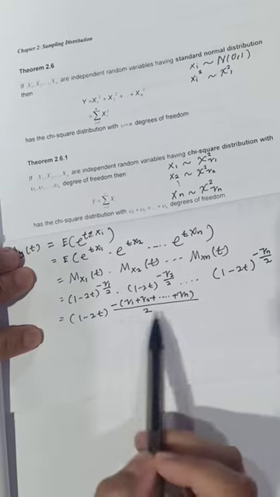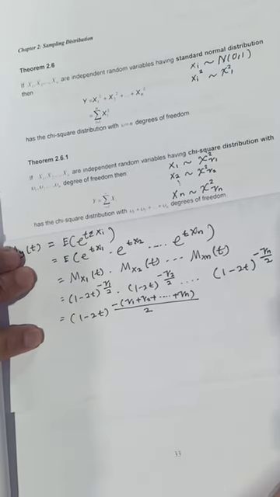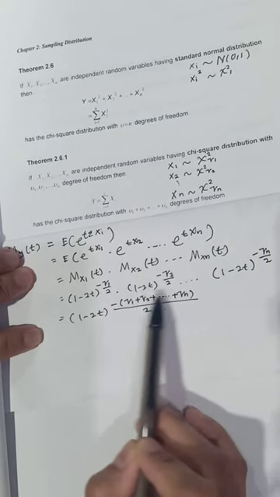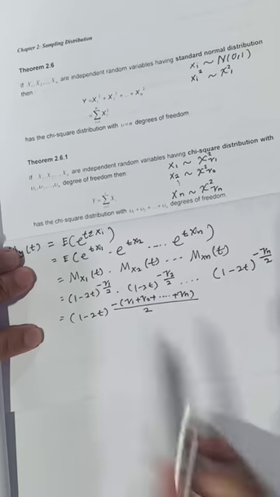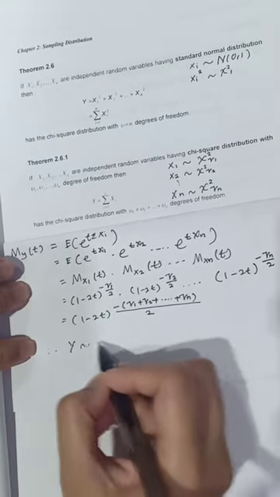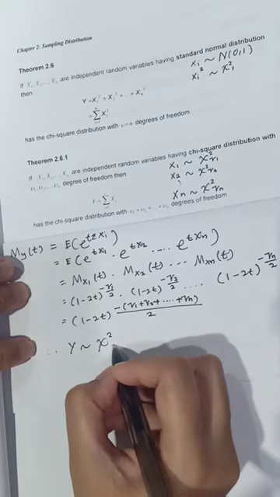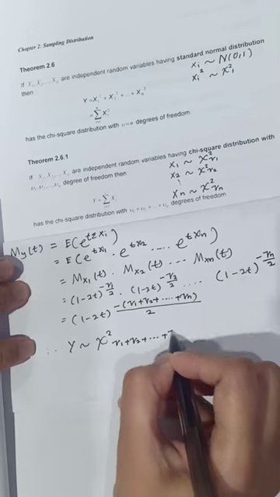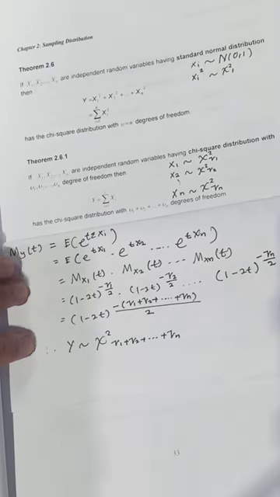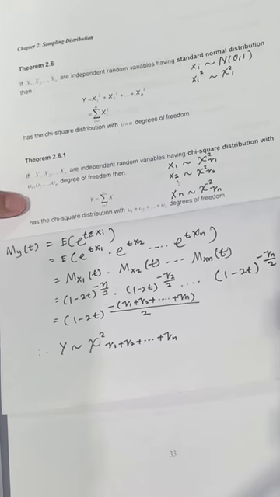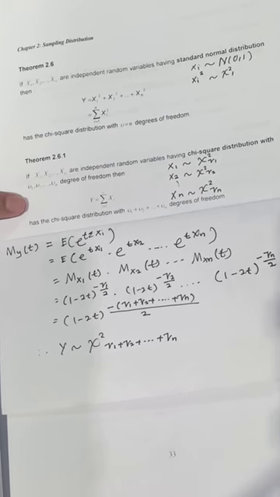So observe this MGF. It looks like the MGF for a chi-square, but with a different parameter. Here is the parameter of the chi-square. So we can say that Y is also chi-square with parameter nu1 plus nu2 up to nu n degrees of freedom. So it's stated in this theorem 2.6.1.